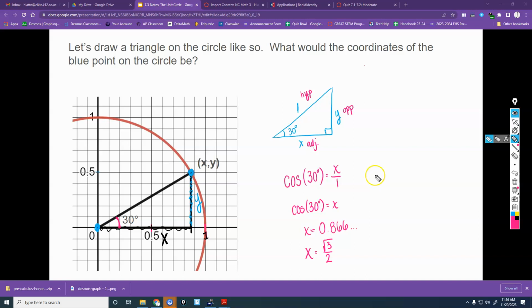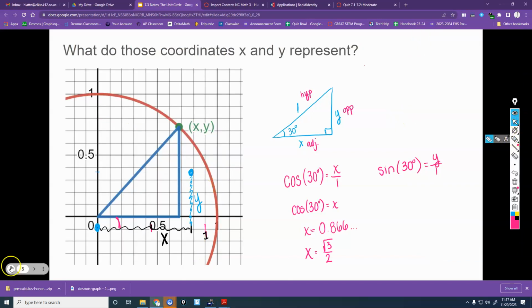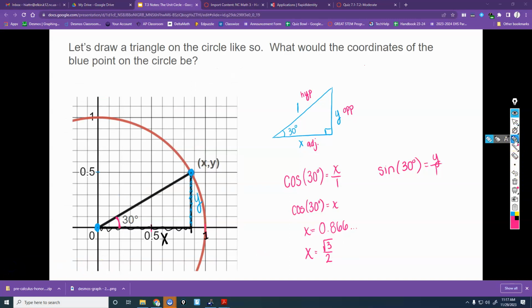All right, so we got to find y real quick. For y, that's opposite and hypotenuse. So we'll do sine of 30 degrees is going to equal y over 1, which means we're just doing sine of 30 degrees, which is friendlier than cosine. Sine of 30 degrees is going to give you 0.5. So, all right, y is going to equal 0.5, or we're going to use fractions for this.